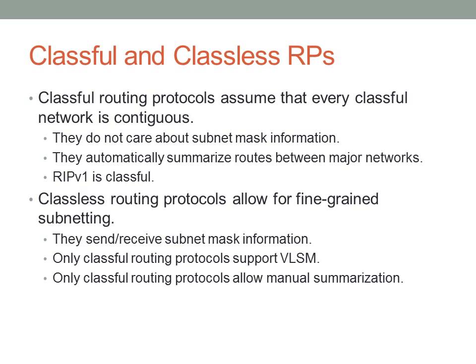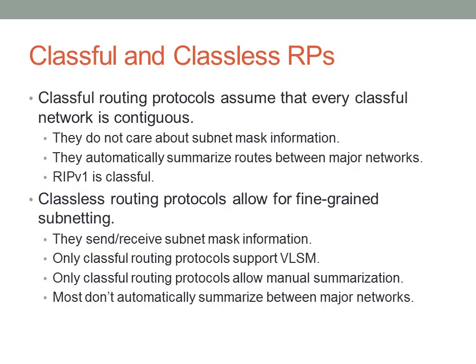Also, only classless routing protocols will allow manual summarization. With RIP version 1, for example, we can't do any sort of manual summarization. We have to rely on classful boundaries. Most classless routing protocols will not automatically summarize between major networks. The one exception to this is that in certain circumstances, EIGRP will behave this way, and we may talk about that when we get to EIGRP. RIP version 2, OSPF, and EIGRP, which are the major routing protocols we discuss, are all classless routing protocols, so you shouldn't have to worry about route summarization or crazy stuff like that.